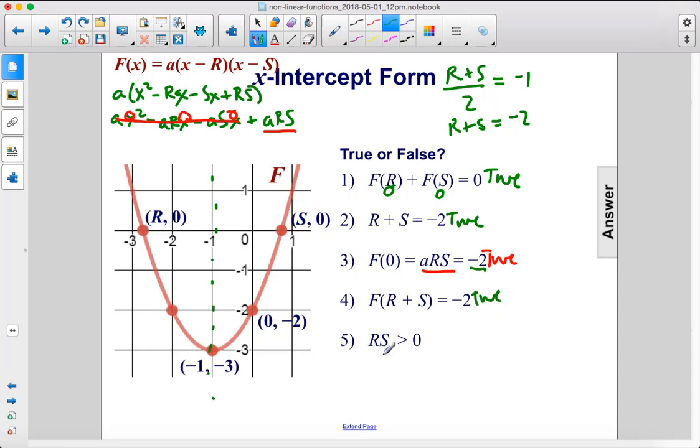Finally, we have r times s is greater than 0. Well, r is going to be a negative value, somewhere between negative 2 and negative 3. So this is a negative number. S, however, is a positive number. So when you multiply a negative number times a positive number, this will actually be less than 0. So this one is false.